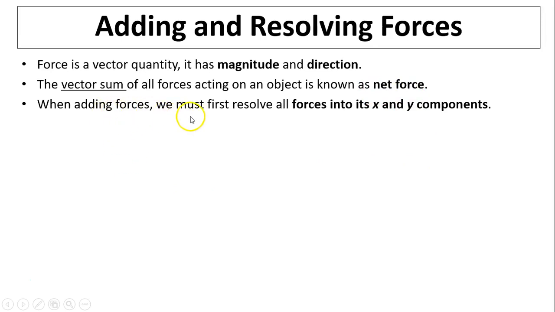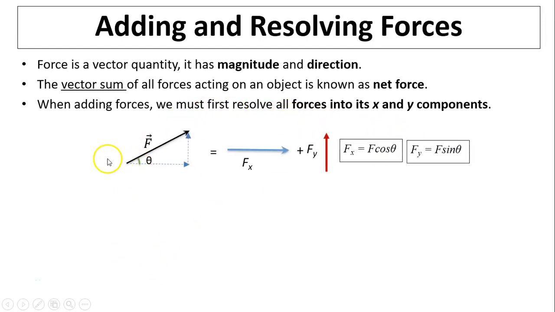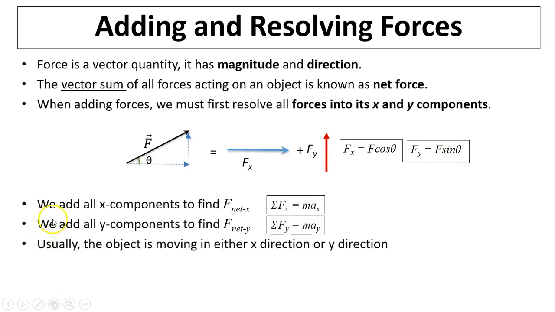When adding forces, it's just like adding vectors. We first must resolve all forces into x and y components, such as this. For a force at an angle, we have to find Fx plus Fy equals F. Fx equals F cosine theta, and Fy equals F sine theta. Then we add all the x components to find the sum of the forces in the x direction. That's the net force in the x direction.